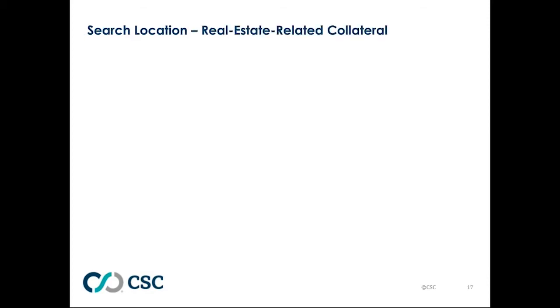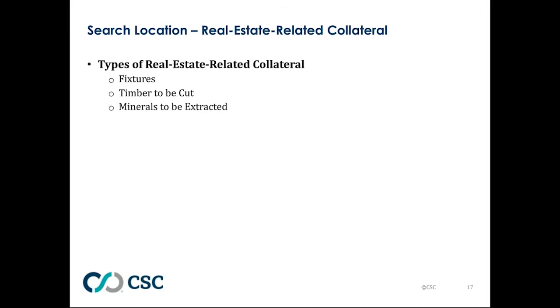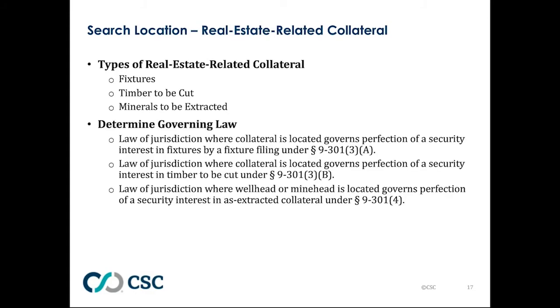Now, I've covered the rules pretty much for most types of personal property collateral where the governing law will be the location of the debtor. But for certain types of goods, the filing location and therefore the search location will be the location of the collateral. And this occurs primarily with real estate related goods. When you have goods that are related to real estate, which are going to fall into three categories: fixtures, timber to be cut, and minerals to be extracted, then the governing law determination is a bit different because it's the law of the jurisdiction where the goods are located under Article 9.